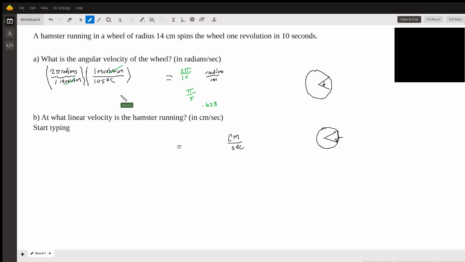And we need the length. Let's start off with how long is the circumference of the circle? Radius is 14 centimeters, so it's going to be 14 centimeters per one revolution here. Notice I'm putting revolution on the bottom because I want centimeters on the top, since my target has centimeters on the top. So it's just 2 pi r, which is 28 pi centimeters per revolution.